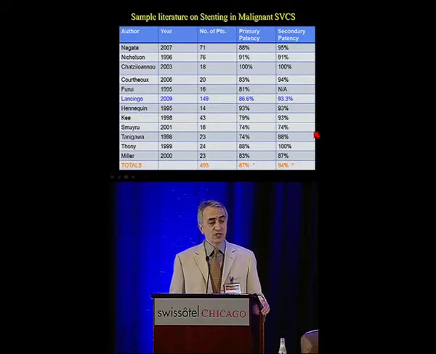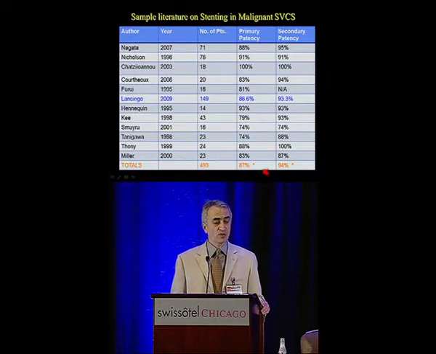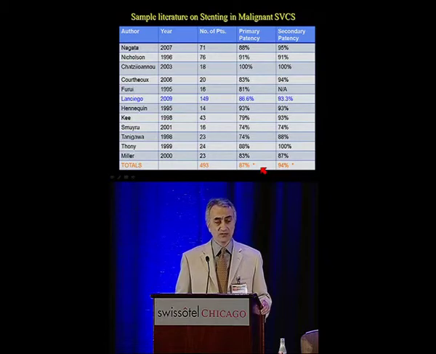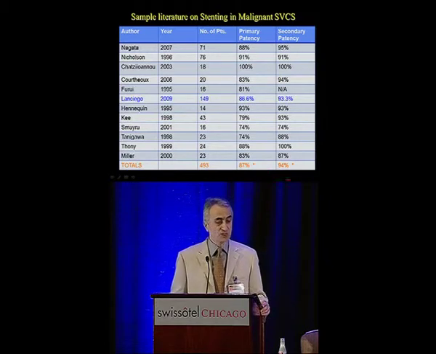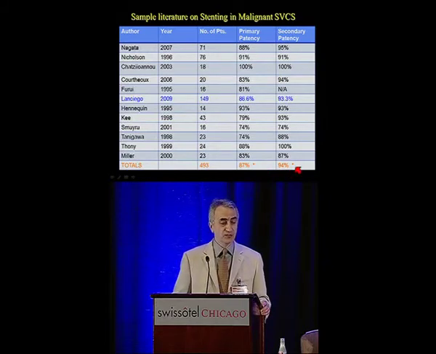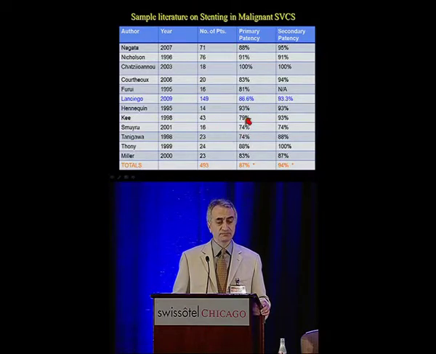This is a sample of other literature on malignant SVC obstruction at various years of publication, with different numbers of patients, and with a weighted average of 87% primary patency in these patients and 94% secondary patency. Remember that the lifespan of these patients is fairly short because they're all malignant, and therefore these patencies are quite high because of that reason.